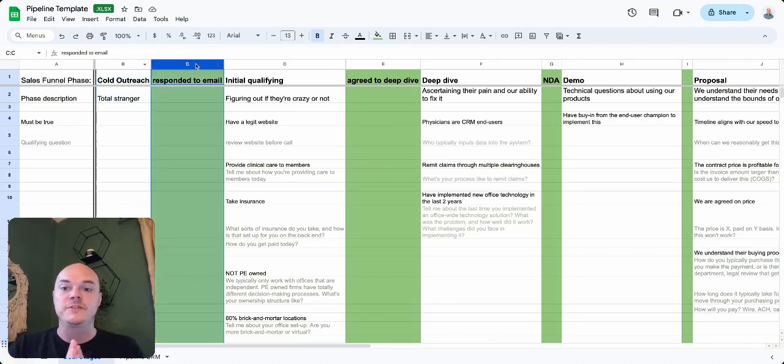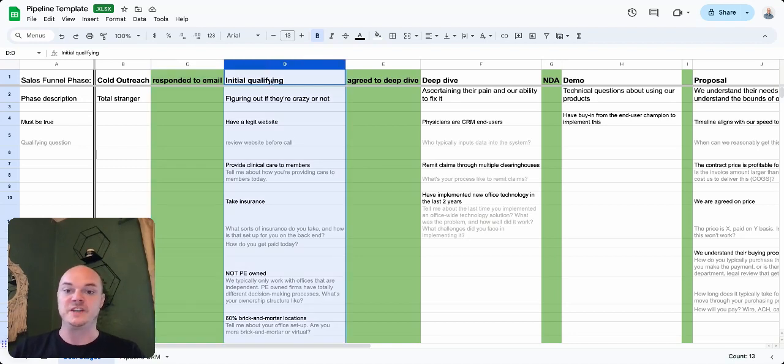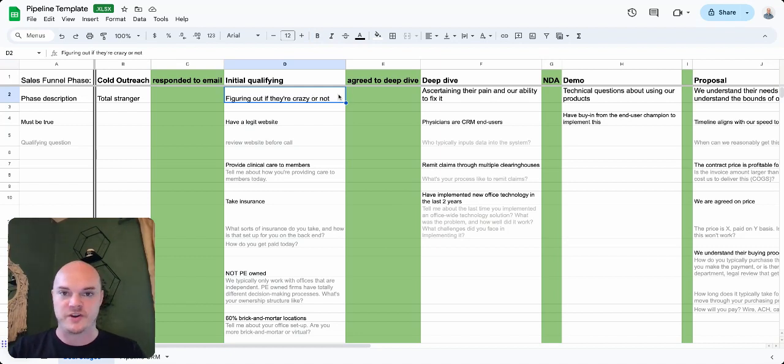And the gate that they go through is that they respond to my email or my request to have a meeting. As soon as somebody says, yes, I'll meet with you, they move into phase 2, which is the initial qualifying. In the initial qualifying, all we're trying to do is figure out if they're crazy or not. We have a very high level list of things that must be true about somebody who would be a user of our product. And the purpose of this call is to figure out whether those things are true or not.